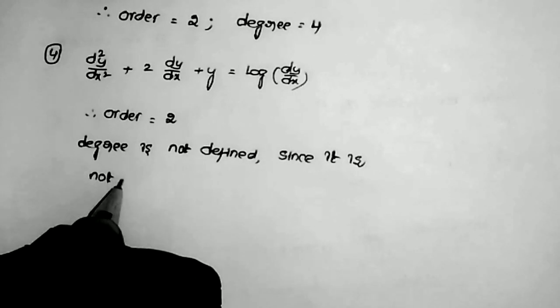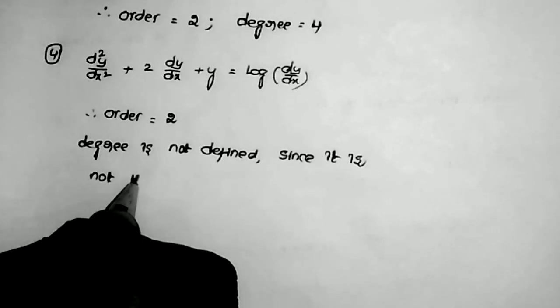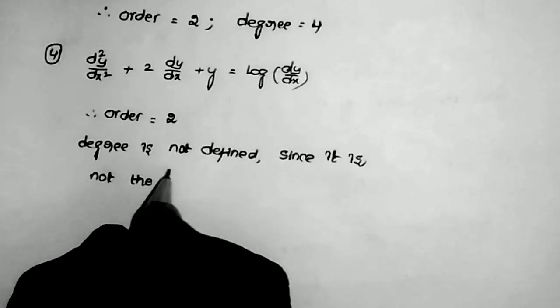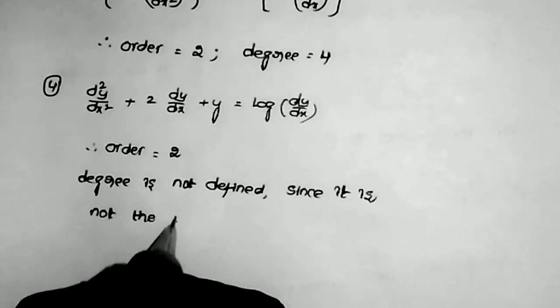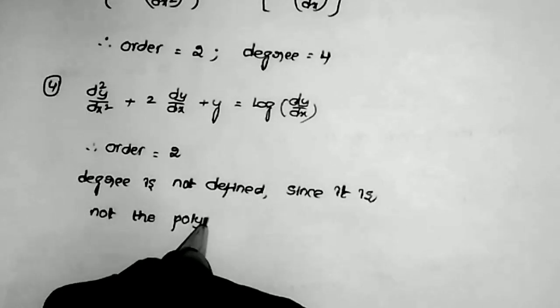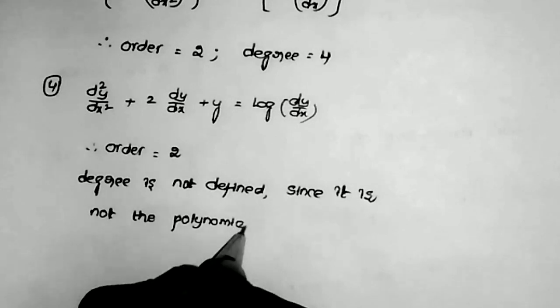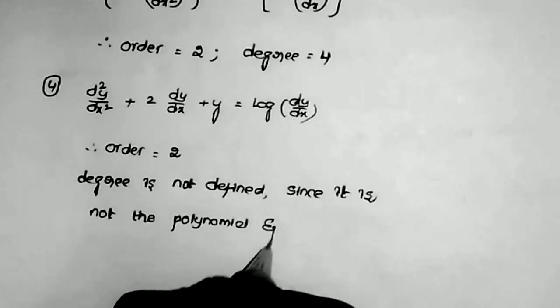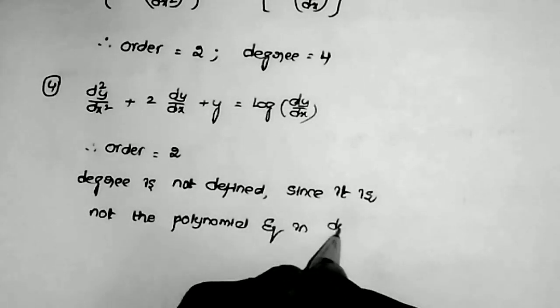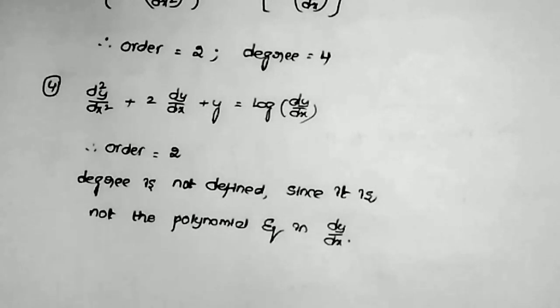Only for a polynomial equation can we find the degree, we can define the degree of the equation. Since this is not a polynomial equation in dy/dx we can't tell the degree of this equation. So this is the reason.